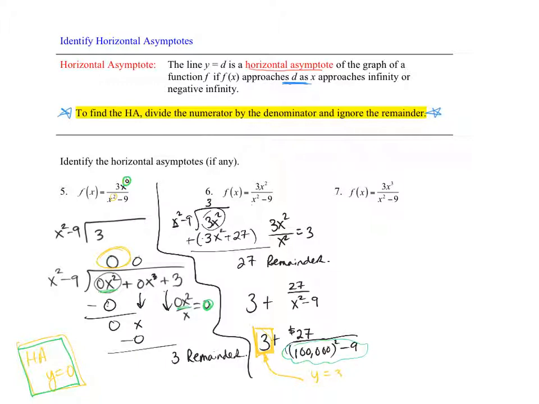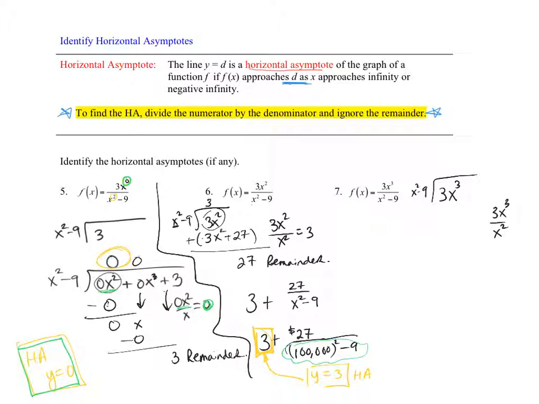Okay, so y equals 3 is your horizontal asymptote. All right, let's look at one more. 3x cubed. And there's probably going to be some remainder when we go through and do our whole division here, but it's really that first step that we care about that helps us with figuring out our horizontal asymptote.